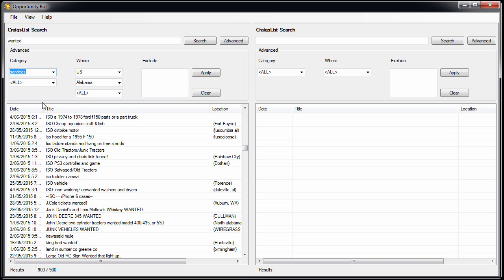Services. If you have basically any business to business company, then the services section is going to be perfect for you. So let's take this piece of software as an example. Since you can use OpportunityBot to find leads, if you looked in the services section, you might find someone who might be in need of your services.